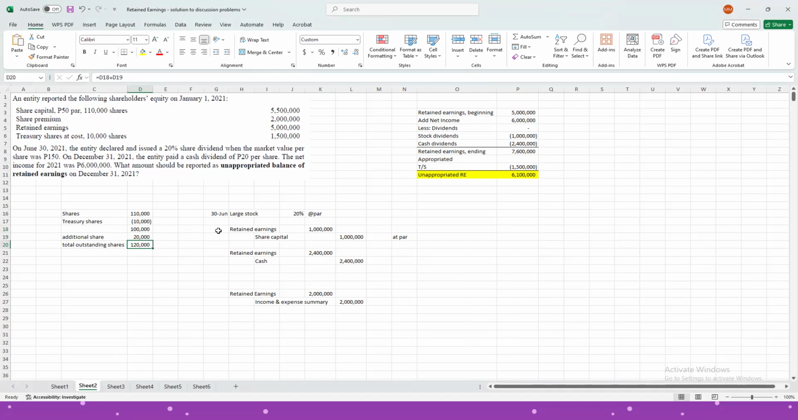So total outstanding shares would be 120,000. Now, let's look at this transaction. Sabi natin, on June 30, nag-declare daw ng 20% share dividend. So the entry would be 100,000 multiplied by 20%, establish na natin kanina yan, multiplied by the par value. So that's 1 million debit to retained earnings, and credit share capital for 1 million because this is already at par.